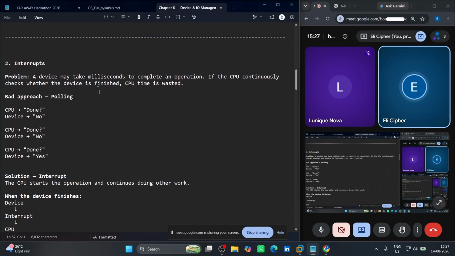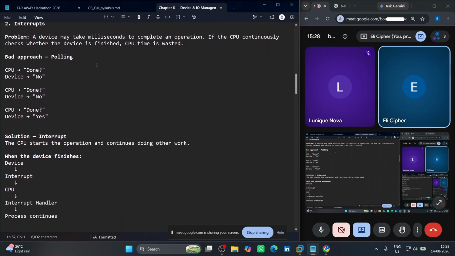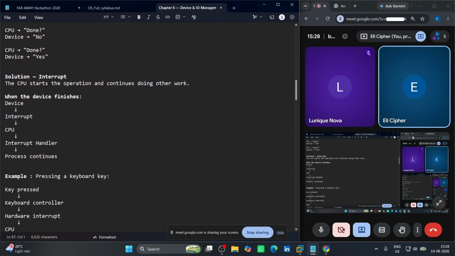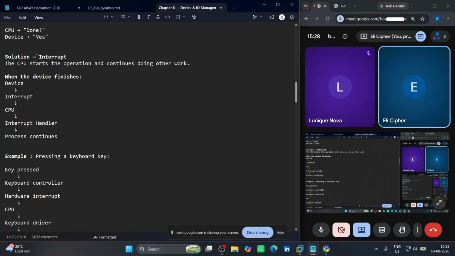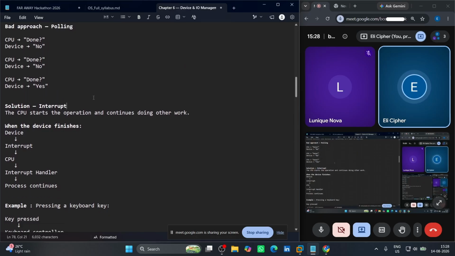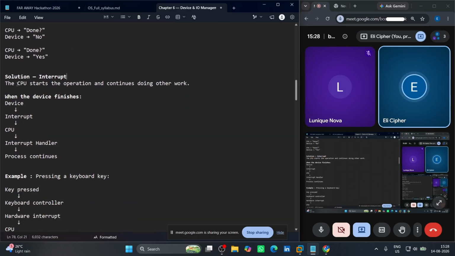In this whole chapter, we are trying to prevent the wastage of CPU time, because CPU time is what describes the whole performance of your device. What is the solution? We have to interrupt the process, or let the CPU know that there is someone else as well. The CPU starts the operation and continues doing other things.